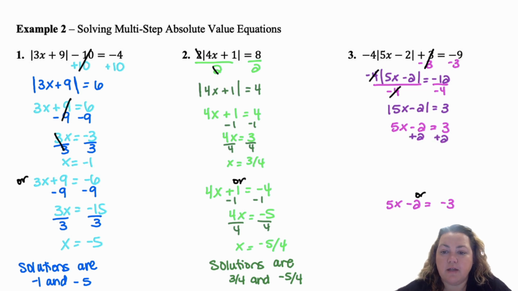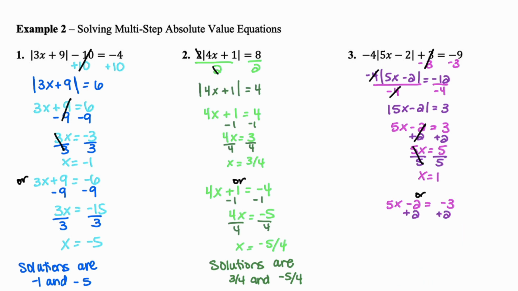I'm going to solve for x. Add 2 to both sides, divide by 5. I get x equals 1. And then if I solve the other one, I'm going to add 2 to both sides, divide by 5. I get x equals negative 1/5. And I do want to check these. All right, and checking those does work. So my solutions are 1 and negative 1/5.